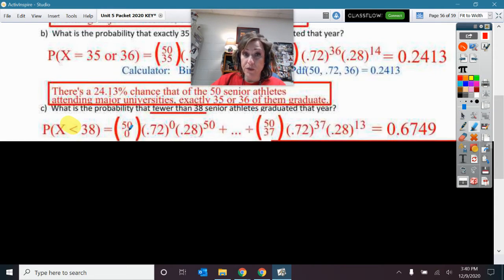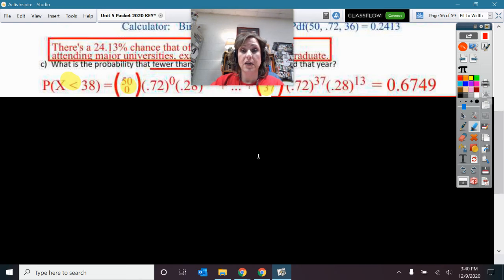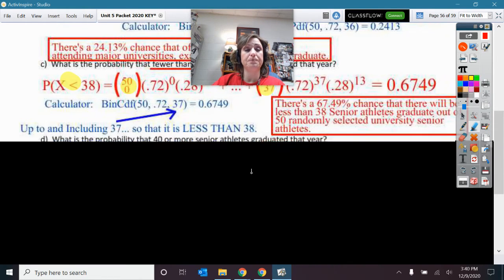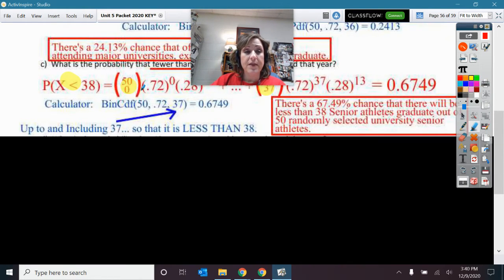So that means I want to accumulate from 0 up to 37. I do not want 38. I am just going to 37. Notice that my work showed the lower and the upper bounds, and I accumulated up to and including 37 because that is what is less than 38.